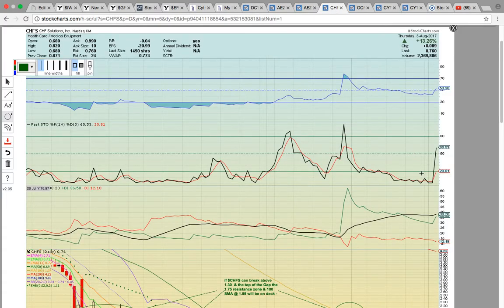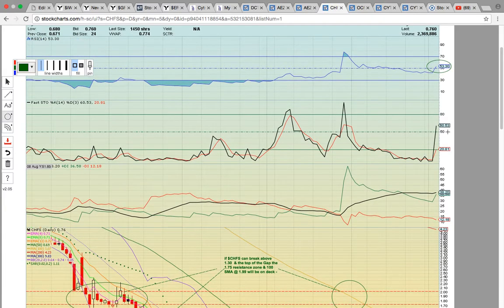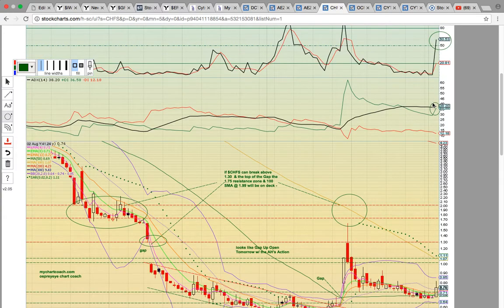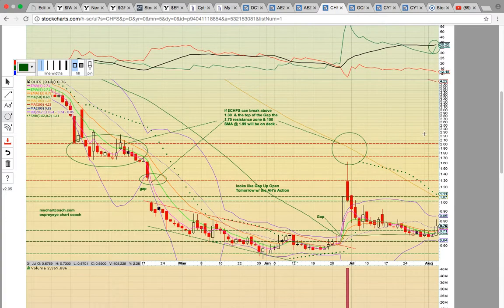Okay, so keep an eye on CHFS. This chart is heating up. It's back above 50 on RSI, back above 50 on Fasto. They both have more room to run until overbought levels. Keep an eye out for a crossover on ADX.